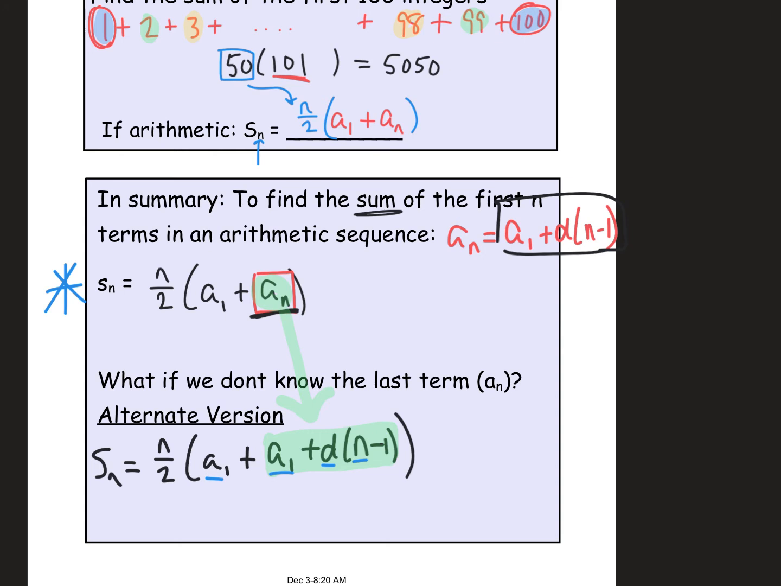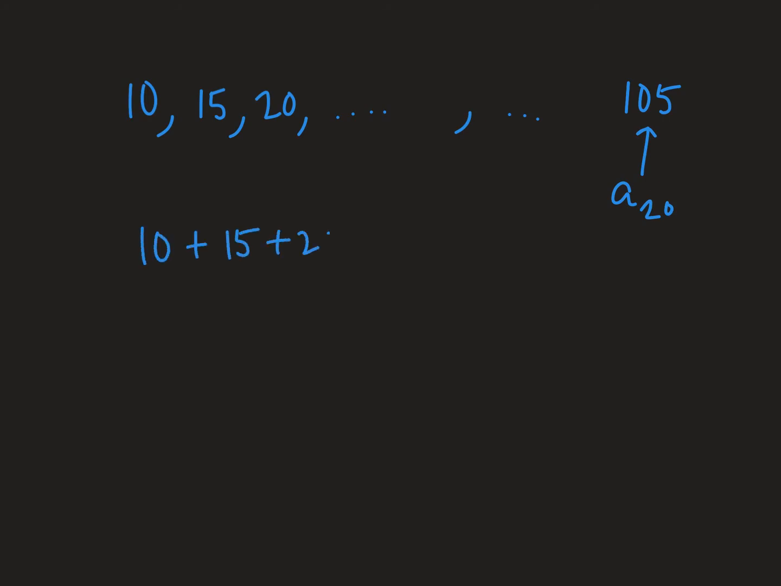So the sequence itself was 10, 15, 20, and so on, and it went out to the 20th term we had, which was 105, right? That was a sub 20. We found that in a previous problem. And our question is, what is the sum of these terms? 10 plus 15 plus 20, dot, dot, dot, all the way out to 105.